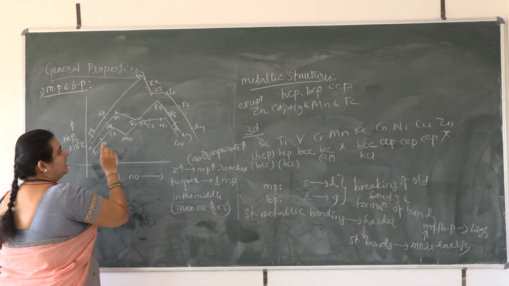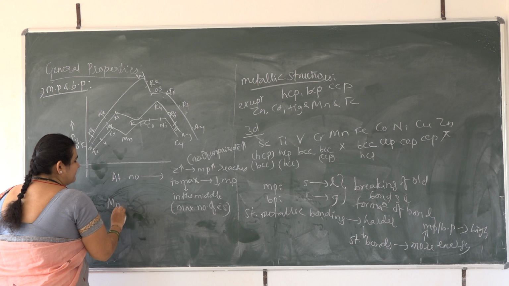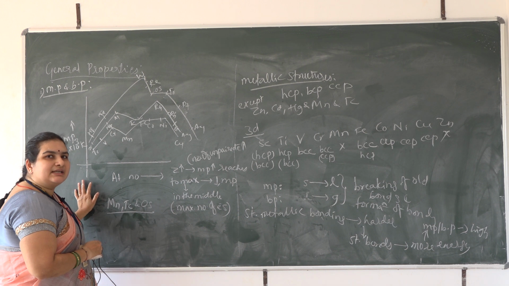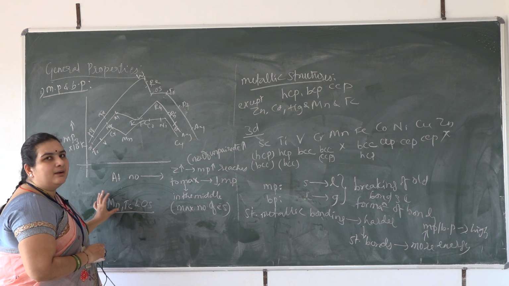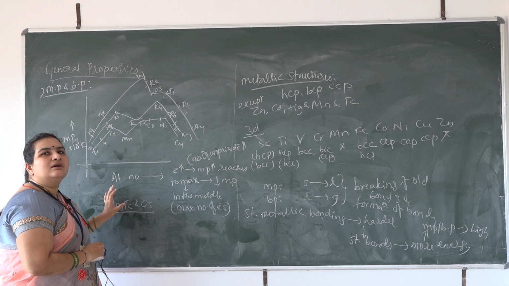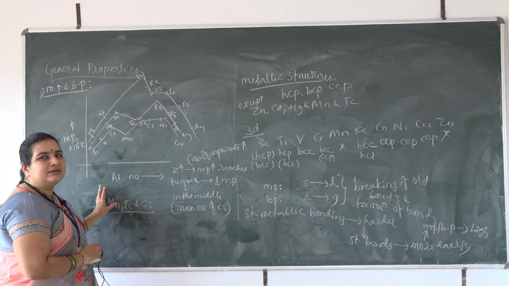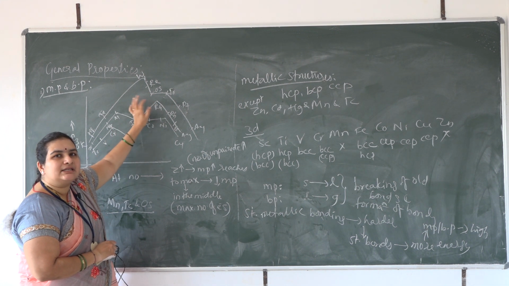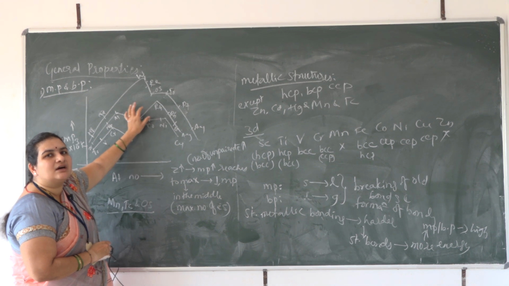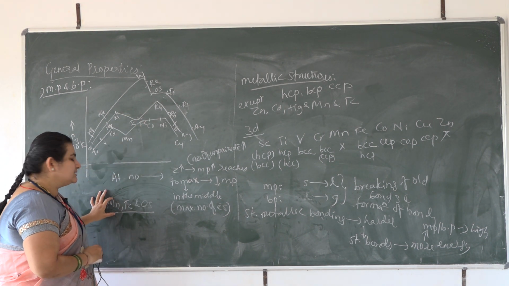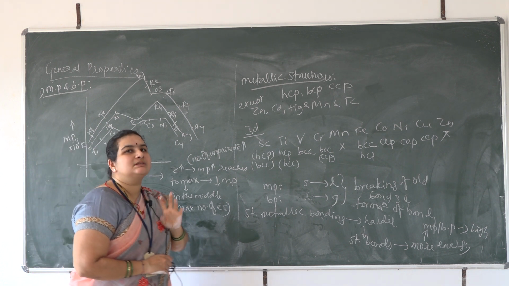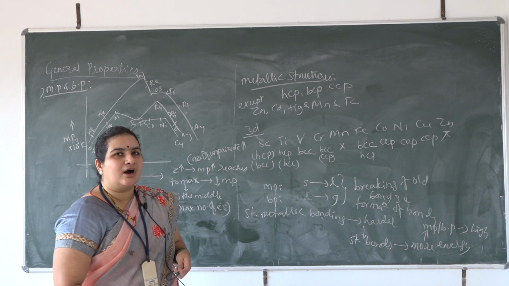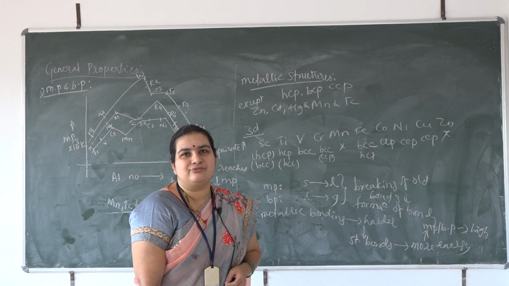Here we see the exceptions for the metals manganese, technetium and osmium, where instead of increasing, there will be decrease in the melting point. This is the exception for melting point and boiling point. Instead of increase in the melting point, there will be decrease in the melting point because of some reasons. Okay, so this is about the melting point and boiling point of 3D, 4D and 5D series.